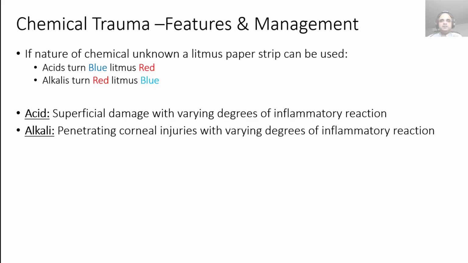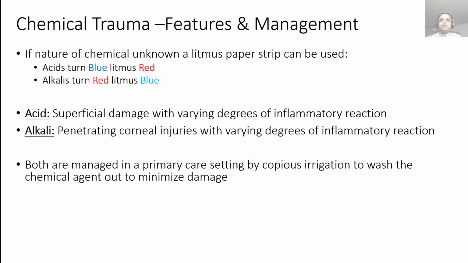If you have a litmus paper, you can put the litmus paper in the eye to see what sort of reaction you get. Acids turn blue litmus red, alkalis turn red litmus blue. But the good part is that as a primary care physician or a family physician, all you need to do is take a bottle of normal saline or whatever fluid you have, put a drip set, and tell the patient to keep washing the eye as you send the patient to a tertiary care center.